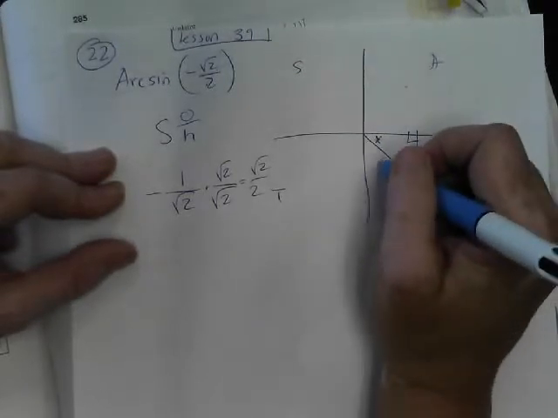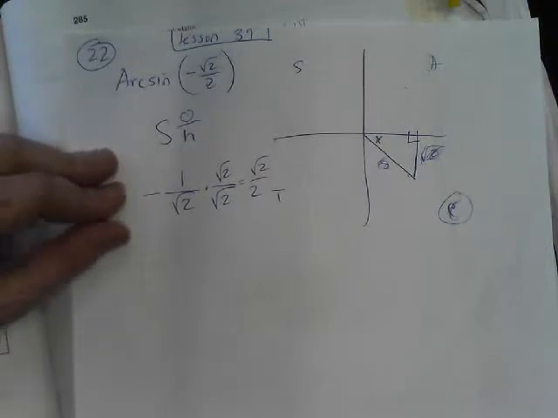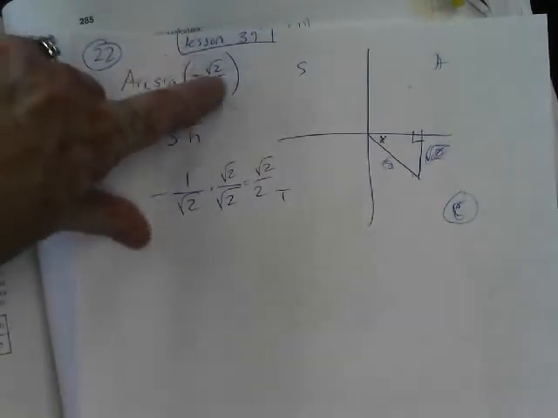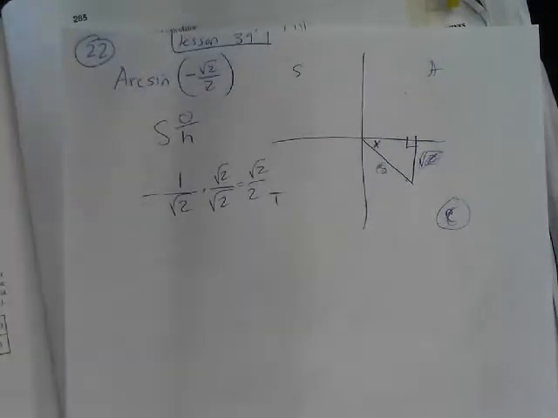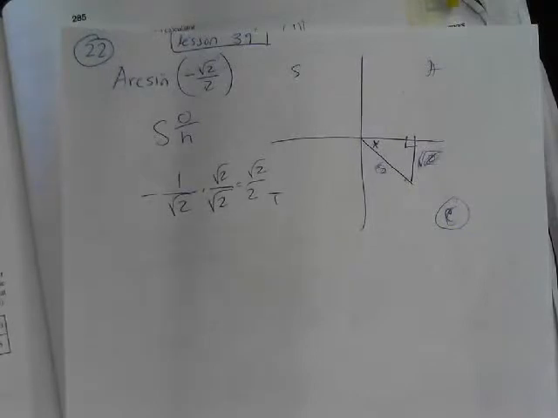I don't know how to tell you good luck on that. But does that look familiar to anybody? Aren't you used to seeing negative root 2 over 2 or root 2 over 2? So you should be able to look at it and say, well, that's what I always get every time I work with a 45, 45, 90 triangle.